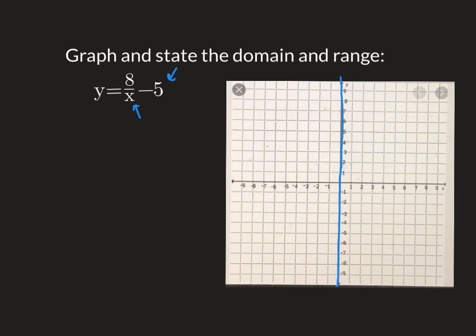That's a terrible asymptote. Let me try that one more time. -5. Boom, a little bit better.